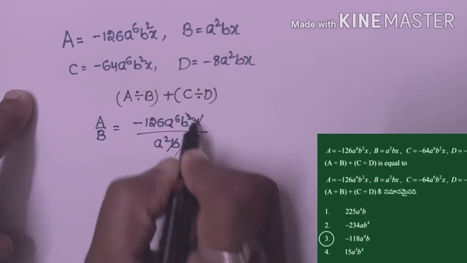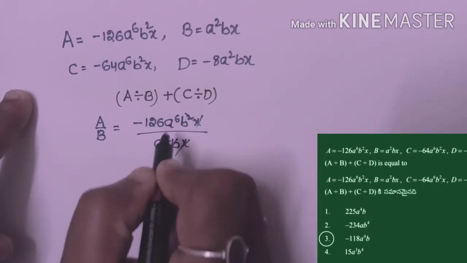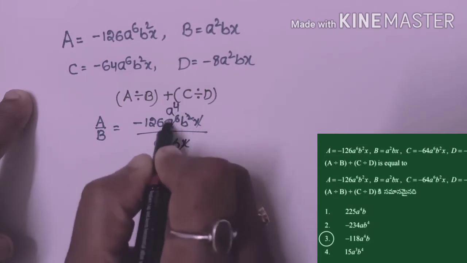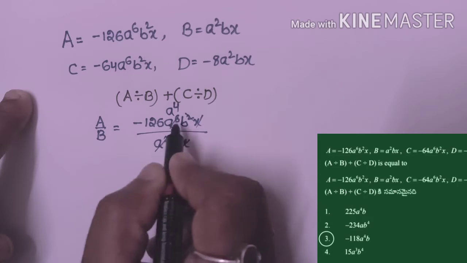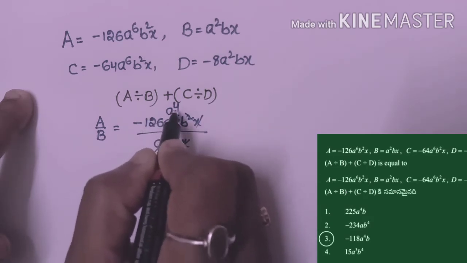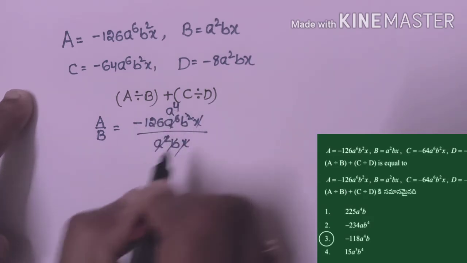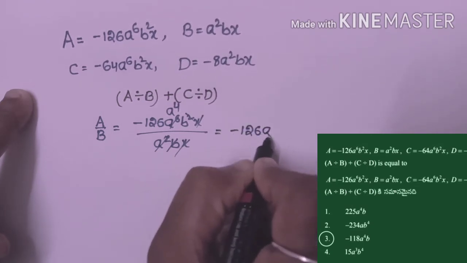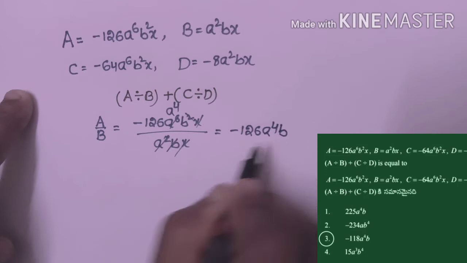Here one b is cancelled. Here 2 a's are there, 2 a's are cancelled. Here 6 a's are there, so 2 a's are cancelled, so the remaining value is only a power 4. Now this gives the value minus 126 a power 4 into b. This is the value of a by b.